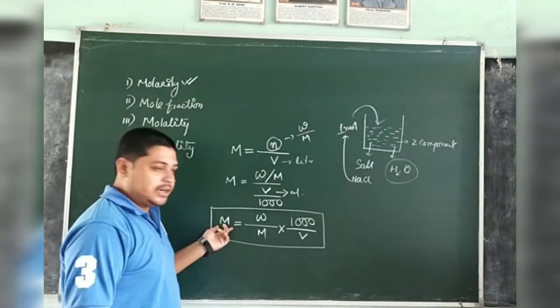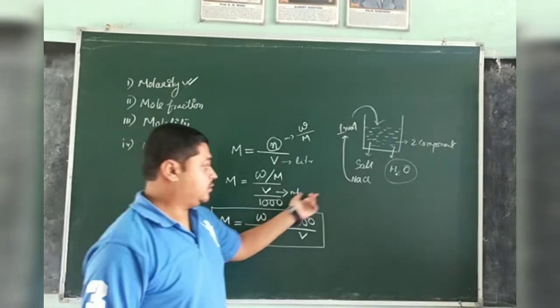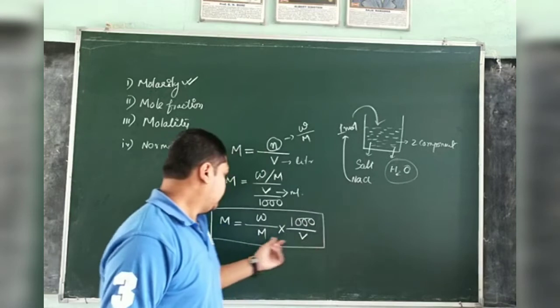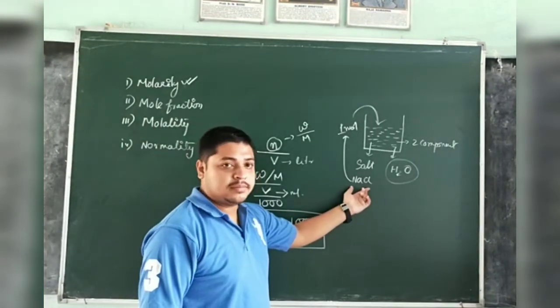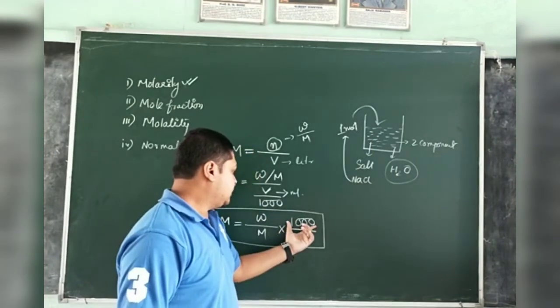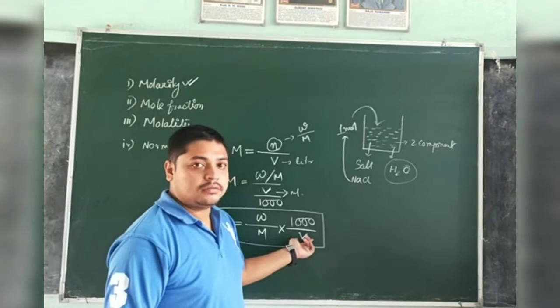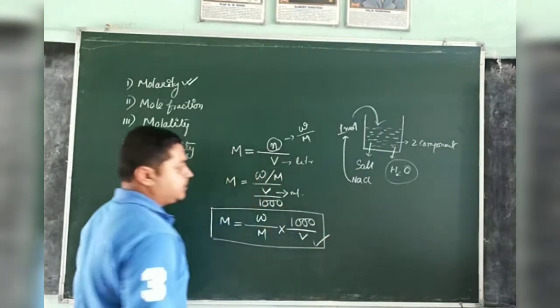Here M is molarity, W is the amount of the solute, that means NaCl. M means molecular mass of the solute, that means molecular mass of NaCl, 1000 divided by V. V is the volume of the solution in milliliter. So this is the molarity.